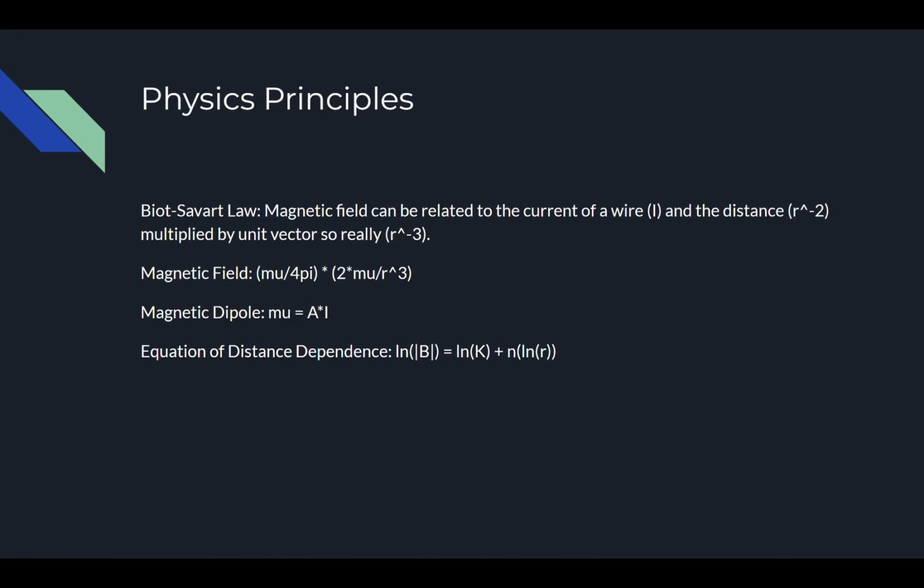And the equation of distance dependence, which is gotten from our graph later on, is ln of B, the magnitude of the magnetic field, is equal to the ln of k, which is the constant, mu naught over 4 pi, plus n, which is the power of the r, times the ln of r.